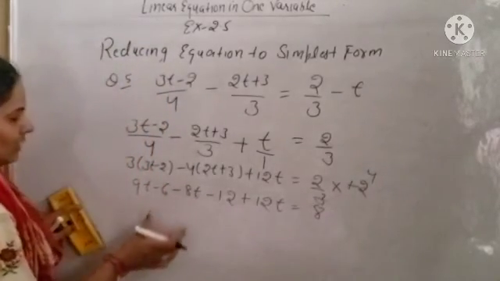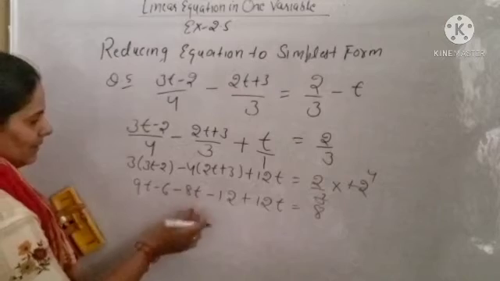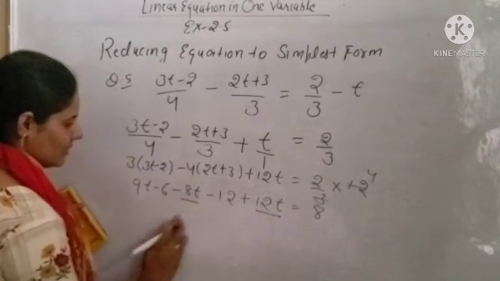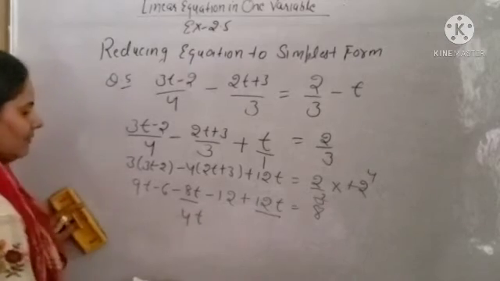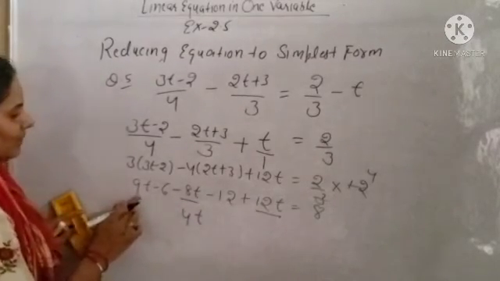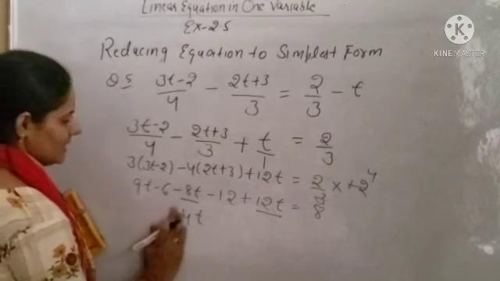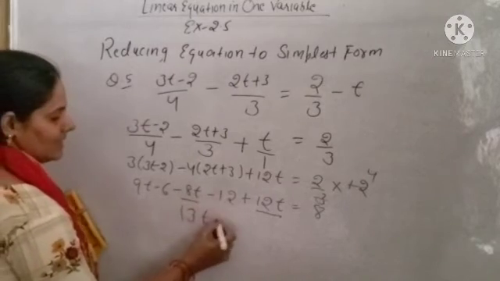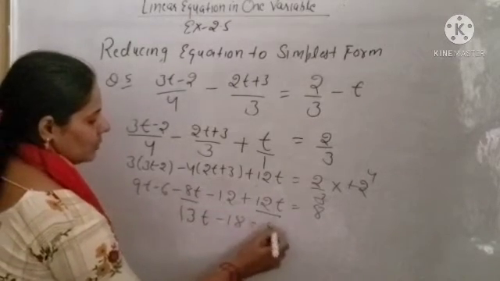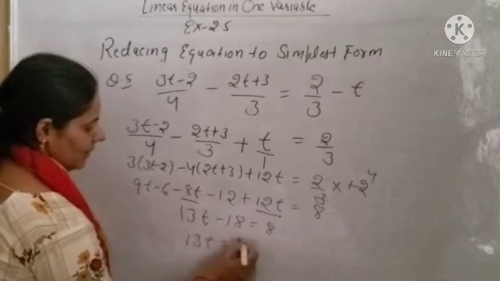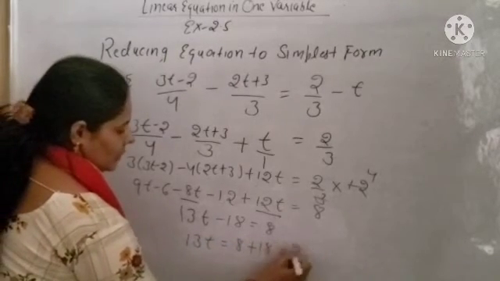Clear? Now you will collect all the variable values. So minus 8t plus 12t, 12 minus 8, what is left? 4t. Clear? Now 9t and one more variable, 9t plus 4t, so it will be 13t. Okay, minus 12 minus 6, it will be minus 18 is equal to 8. So 13t will be equal to 8 plus 18, so it will be 26.